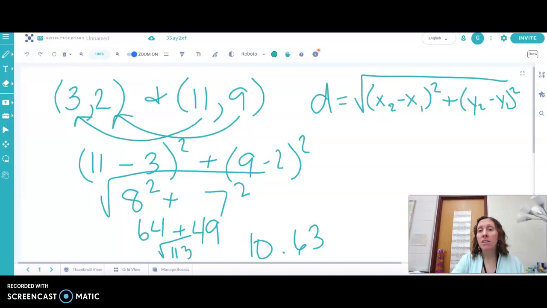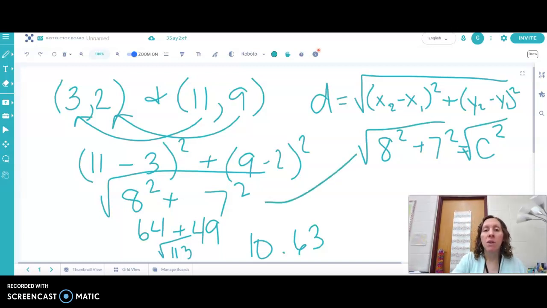Okay, so again, I'm just going to show you how this kind of lines up. If we subtract those x's, and we get that 8 squared, and then subtract the y's, and we get that 7 squared, if we wrote it as equals c squared, we'd still end up taking the square root. So that's why it's the same thing. So you can either use the distance formula, or you can still use the Pythagorean theorem and still just solve for c. Let's try one more.